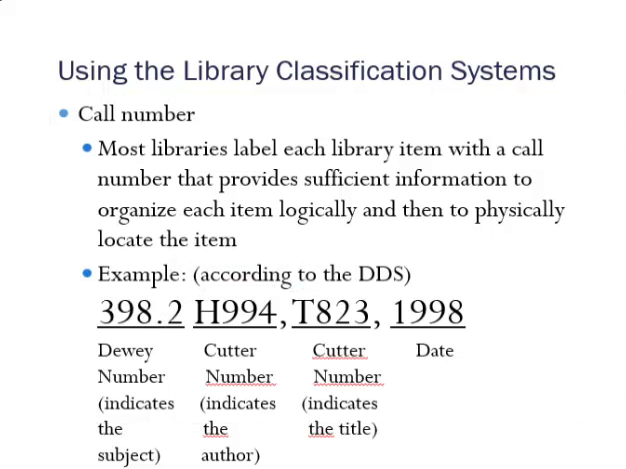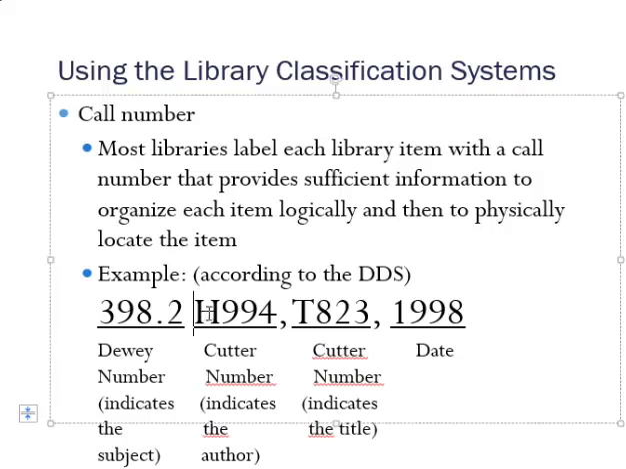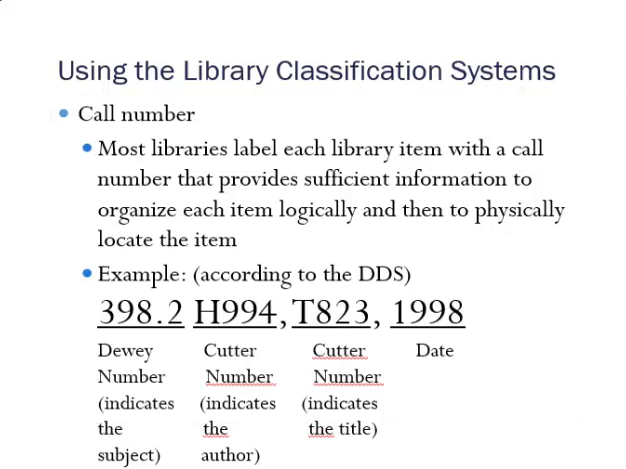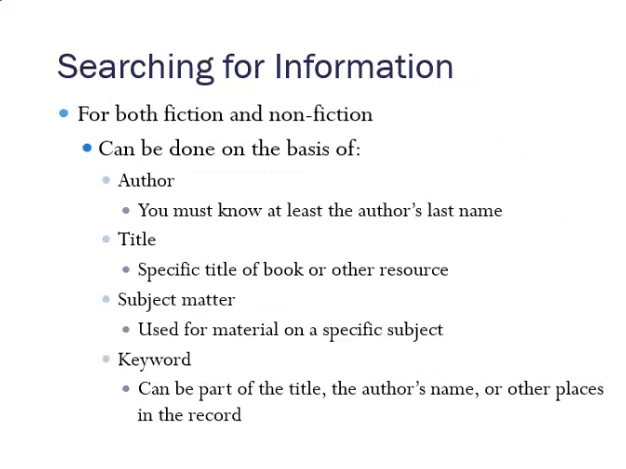And for other types of books, usually the Dewey Decimal System is used for nonfiction books. For fictional books, they're often organized by the author's name. So you can have H994, which is a different system, not a Dewey system, the Cutter number, T823, again, just different systems of numbering books, and of course the date. And different books in the same category will have similar numbers.